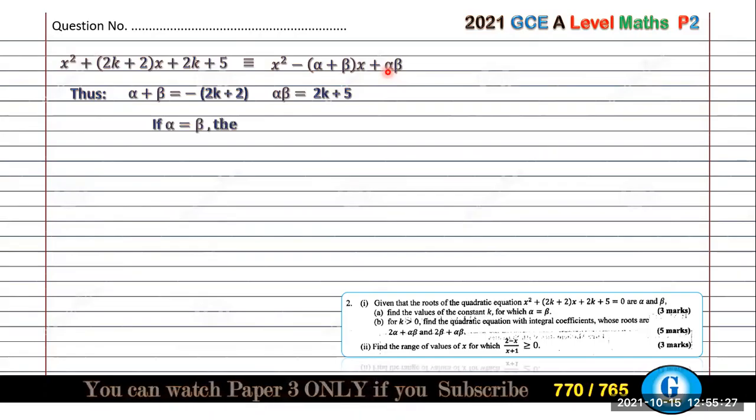Okay, now if alpha is equal to beta, what happens? If alpha is equal to beta, then for the first equation, we will have 2 alpha, because alpha is equal to beta. So we'll have alpha plus alpha, which is 2 alpha, equal to minus into 2k plus 2. And for this second equation, what are we going to have?